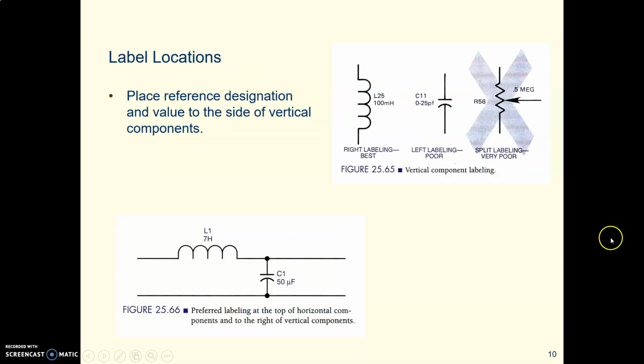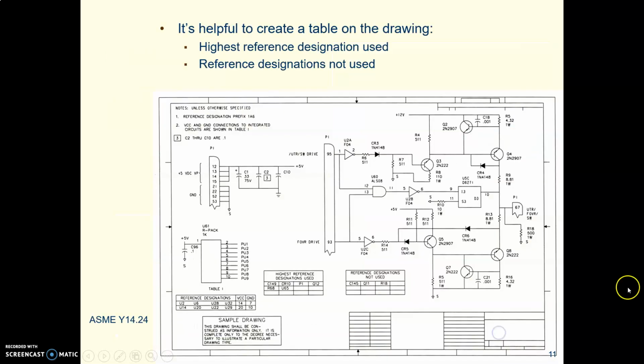Then if you have a component that's arranged vertically on the page, like these are, put the label on one side or the other. And if at all possible, put the label on the right side of the component. That's where your reader is accustomed to looking. So at the bottom of the slide, here is a part of a schematic with an inductor label, 7 henries, with the label above the component, and a capacitor with the label to the right of the component. That's what we're hoping for.